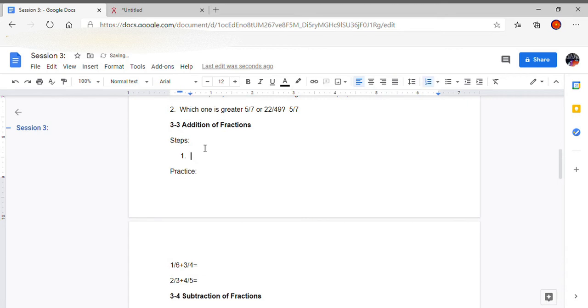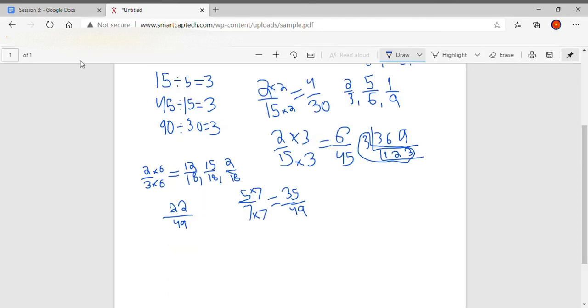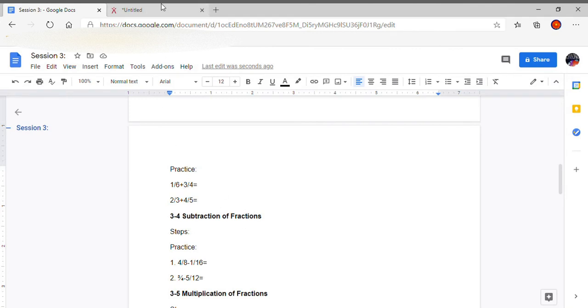Now, adding fractions. Steps. Number 1, find common denominator. We already know how to do that. Number 2, add numerators and leave the denominator the same. Okay, practice these. Pause the video and figure these out. Okay, hopefully you paused it. If not, then do it now. Here are the problems. Let's get started, because hopefully you unpaused it now, and we're going on.